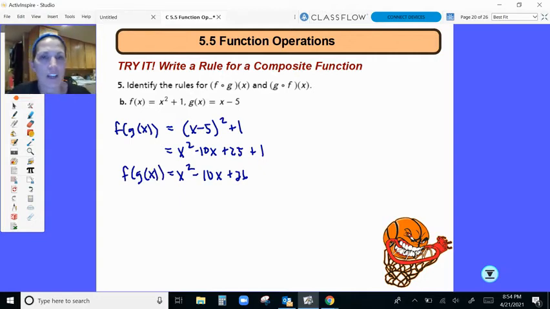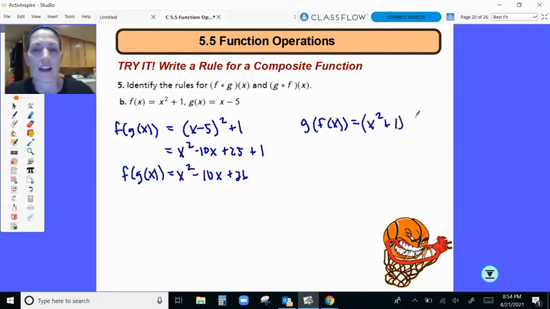Okay. What about g of f of x? That's going to be equal to, you're going to plug in x squared over here, so that will be just x squared plus 1 for x, and then minus 5. So that's going to be simplified to just x squared minus 4, and that will be my g of f of x.